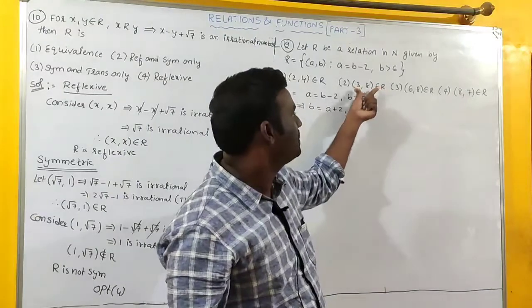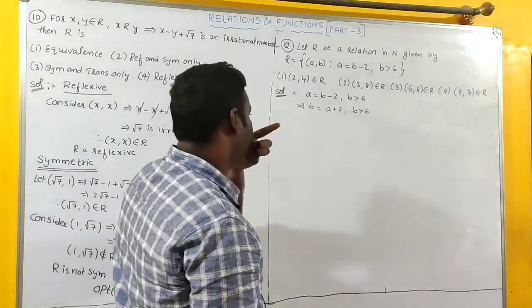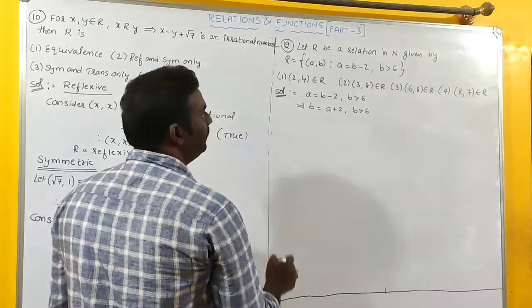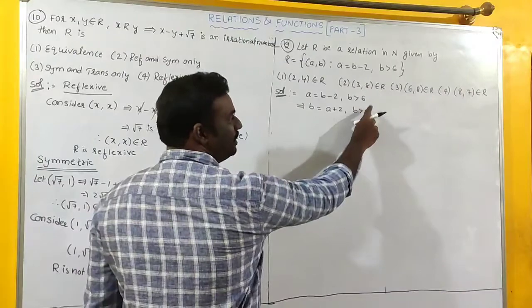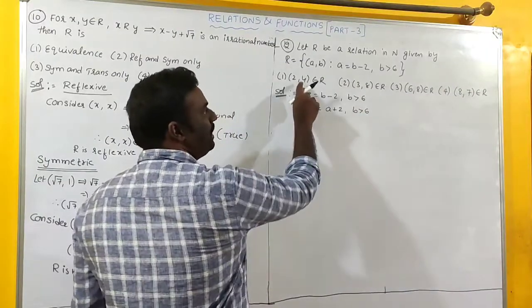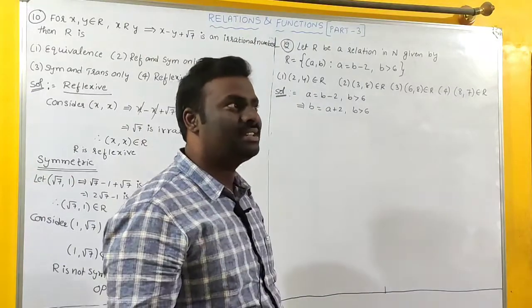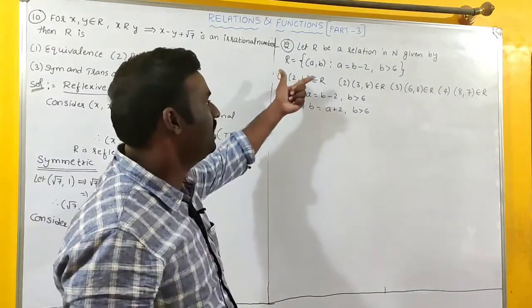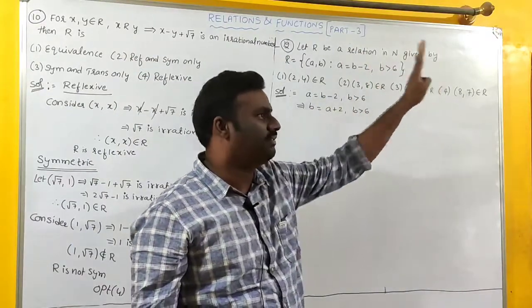Either it is second, third or fourth. I will verify. The first option is not correct. Why? Because B value is more than 6, but here B value is 4. 4 is not more than 6. That's why the first option is not possible. I will verify either second or third or fourth.